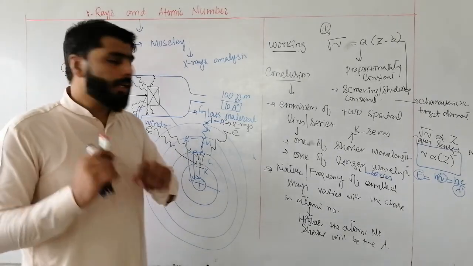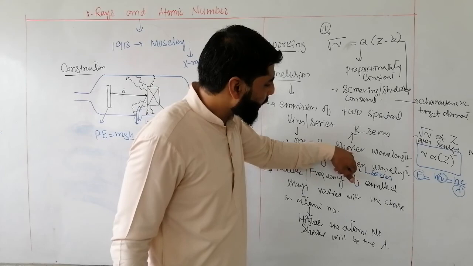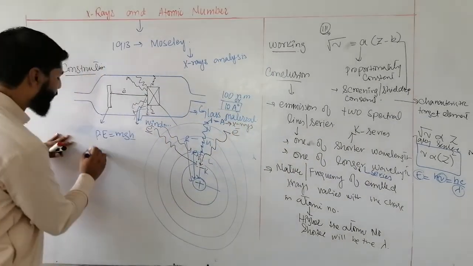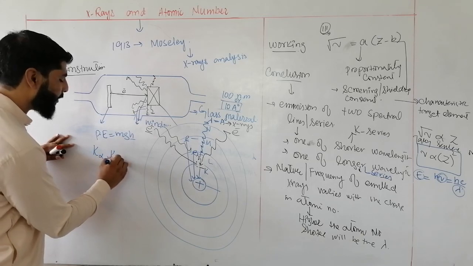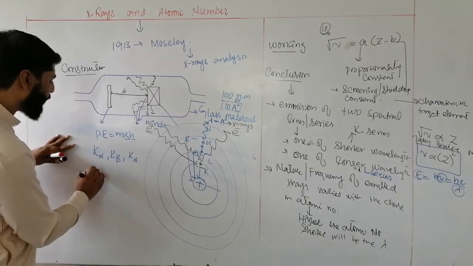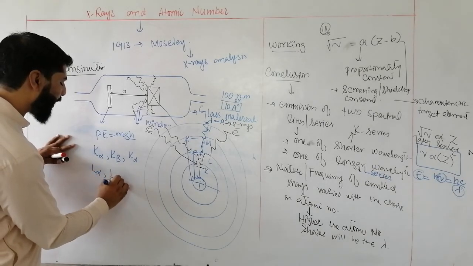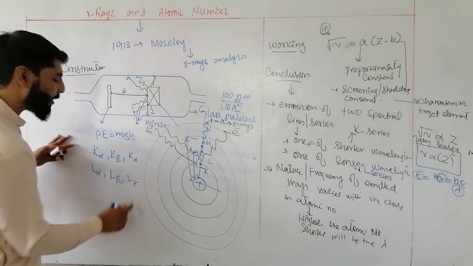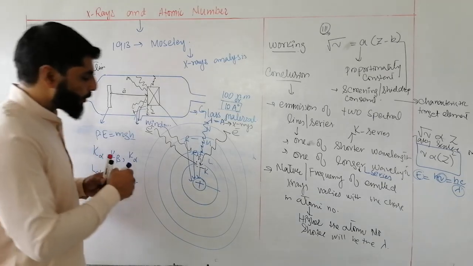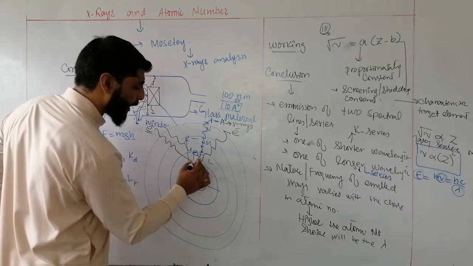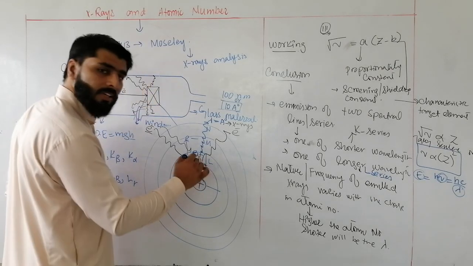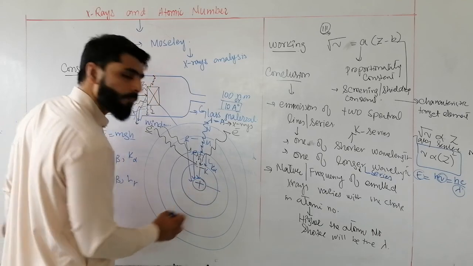Students, he also divided the K and L series into further lines. He said that we have K alpha, K beta, K gamma, and so on. Similarly, we have L alpha, L beta, and L gamma, and so on. What does it mean? Students, when there is a transition of an electron from the L shell to the K shell, there will be K alpha.